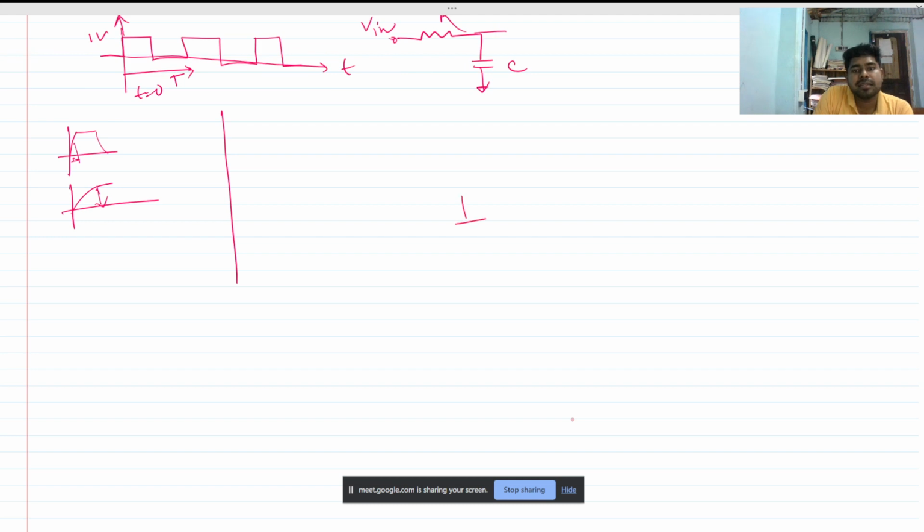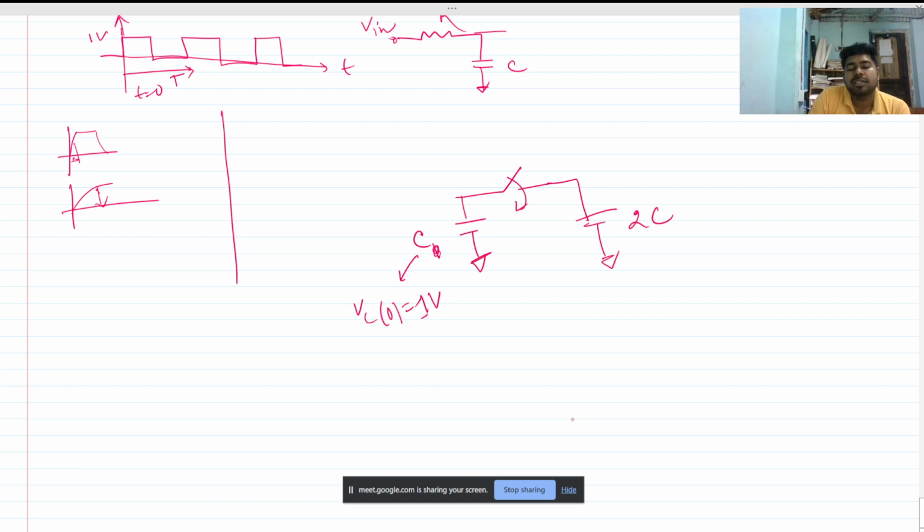So if this is charged to, let's say, VC of this 0 was 1 volt, the initial condition was 1 volt, and this is C and this is 2C. And this was charged to 5 volts. This is VC of 0 for this case, charged to 5 volts, and we have to find V out at steady state, and we will try to write the waveform as well.